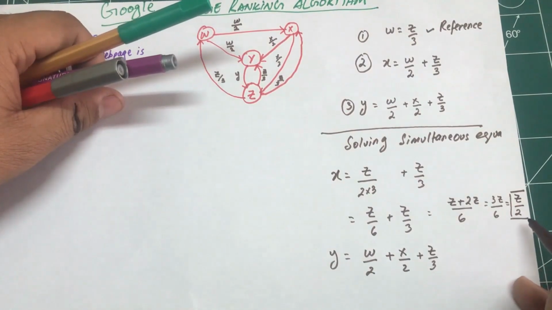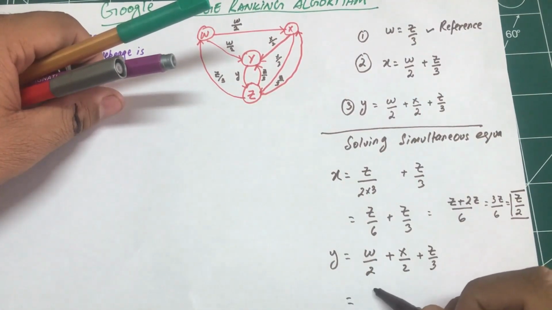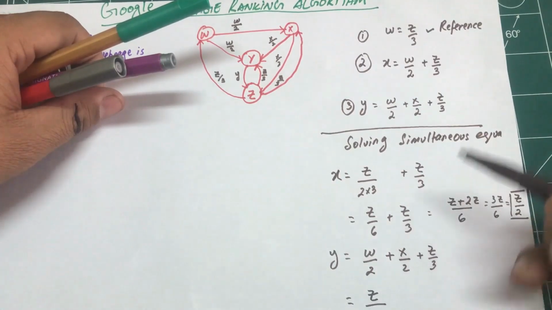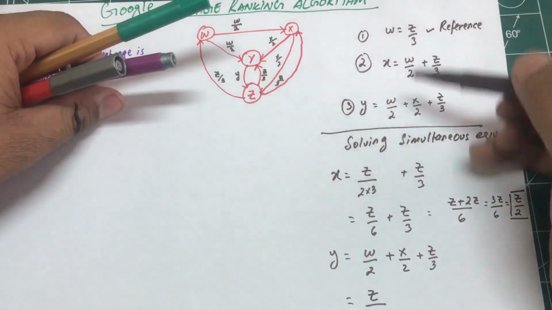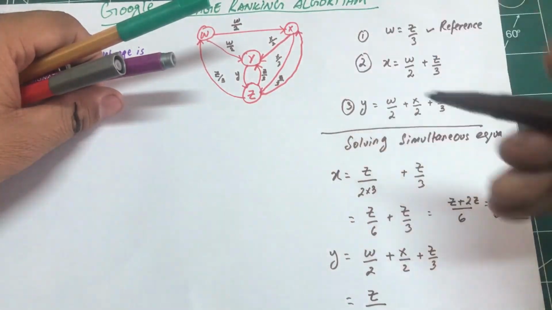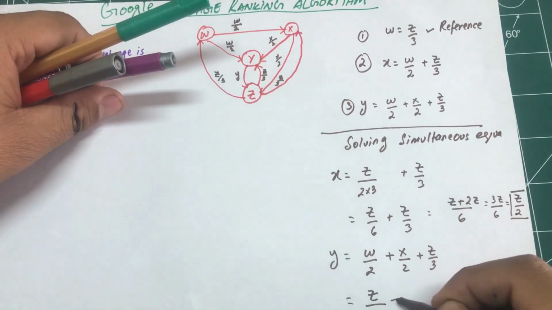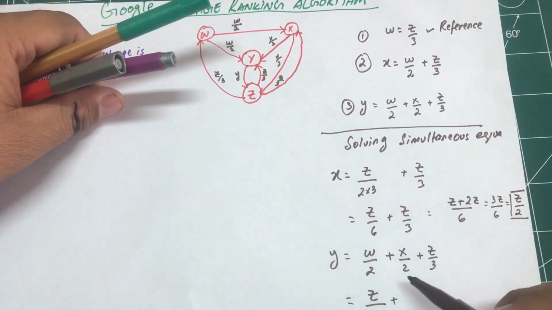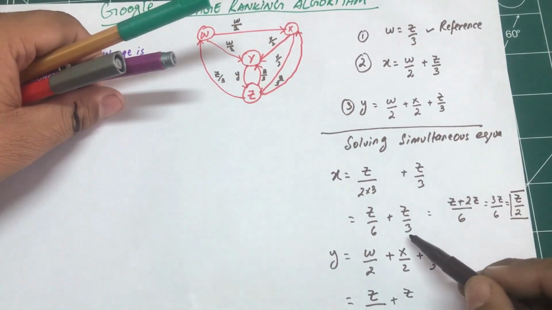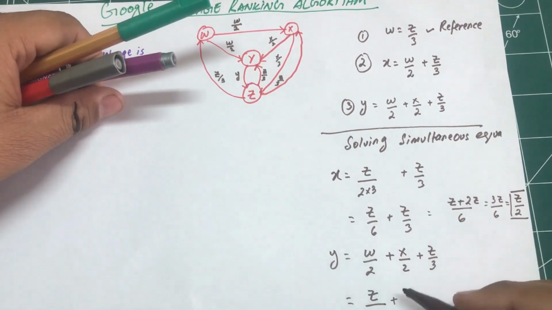All right, but I already know what W is. W is Z over 3. So this is going to be Z, 3 times 2 is going to be 6. I already know what my X is. X is Z over 2. So this is just Z times 2 would give me 4 plus Z over 3.